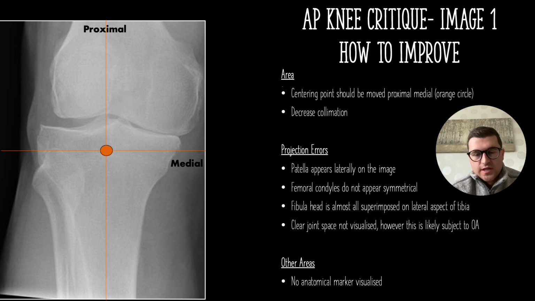In terms of our projection then, how do we improve it? As we said previously, we're going to internally rotate the leg, so that will bring this patella more central over the femoral condyles, and it will also help to bring this fibular head laterally as well, as it's almost superimposed completely on the tibia. And then we're going to add our anatomical marker on our repeat as well.